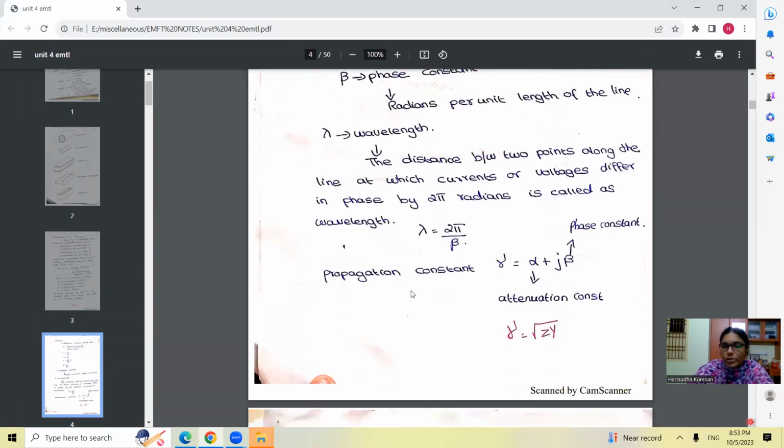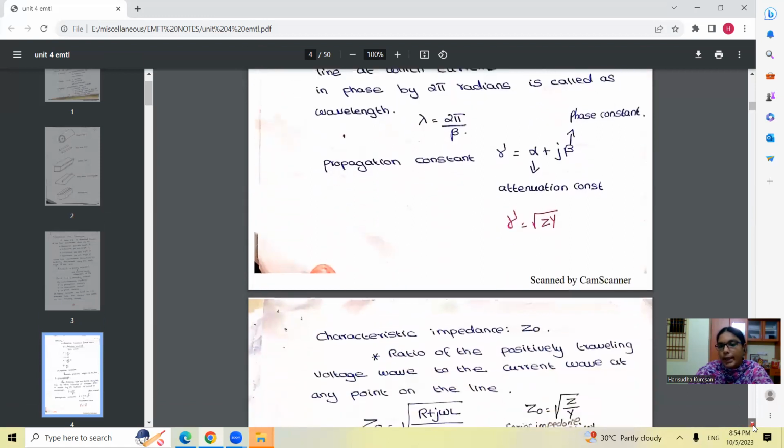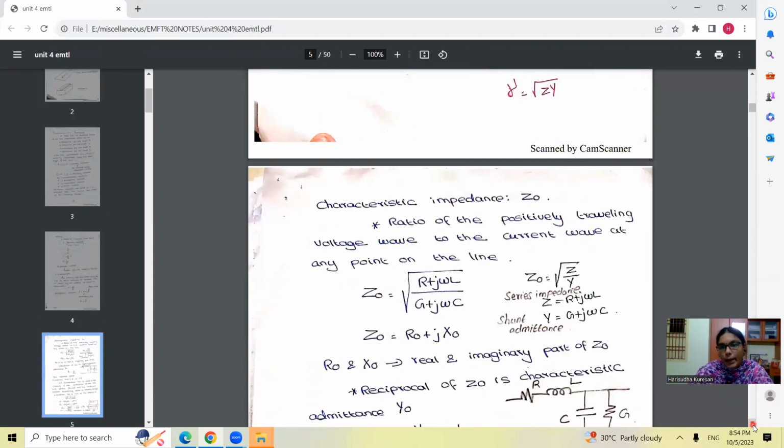Now comes the propagation constant. We know the general notation of the propagation constant is gamma. Gamma can be written as alpha plus j beta, where alpha is the attenuation constant and beta is the phase constant. Gamma can also be written in terms of impedance and admittance, that is, the square root of Z into Y, where Z is the impedance and Y is the admittance.